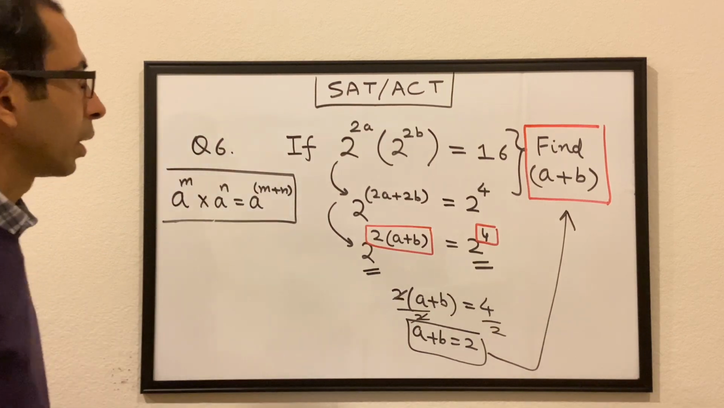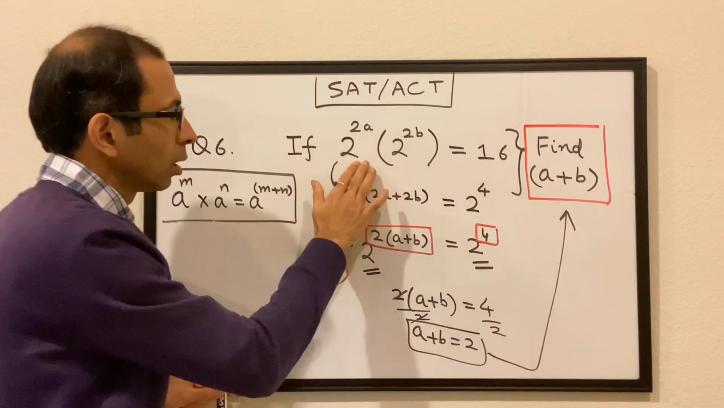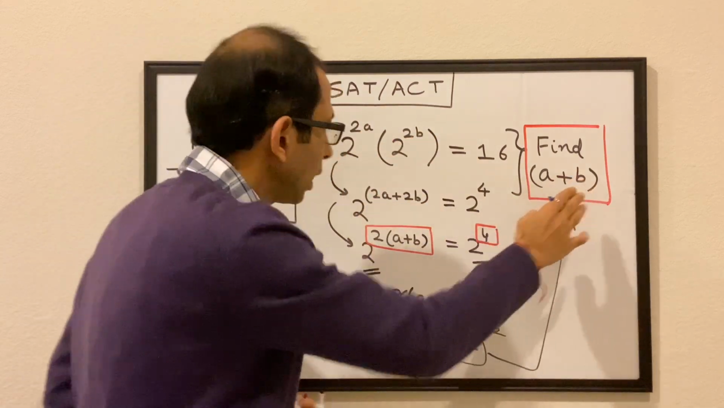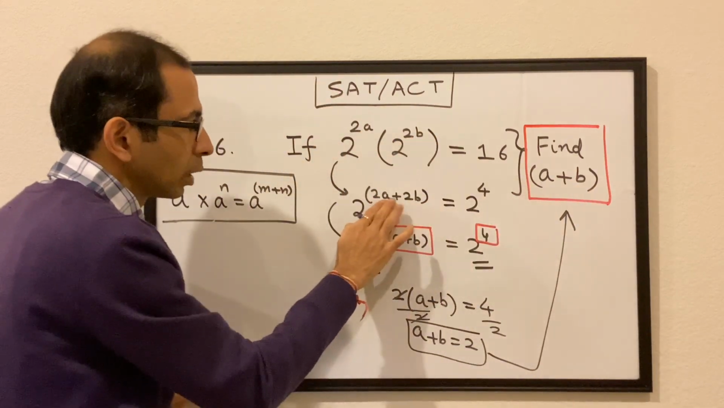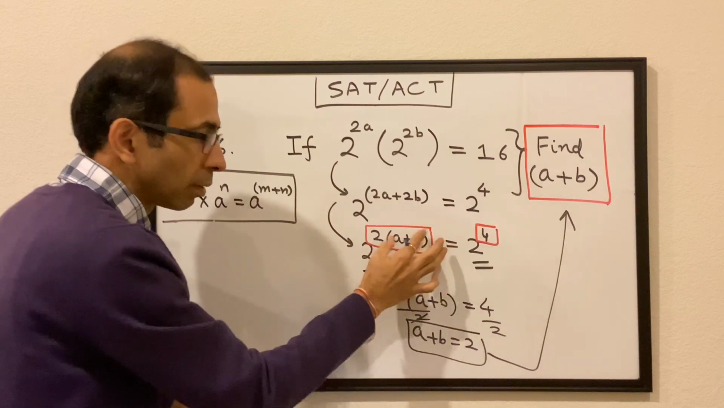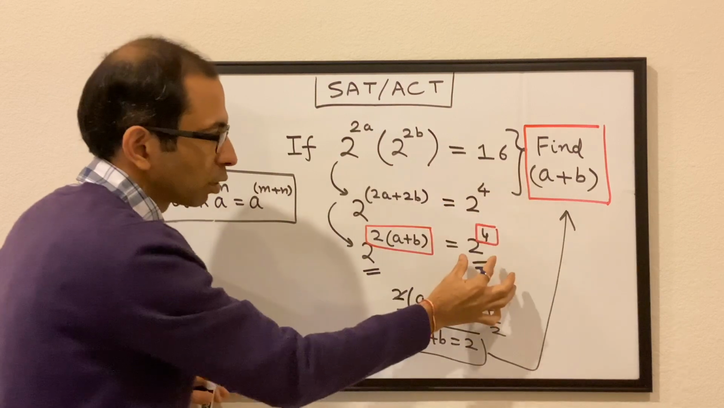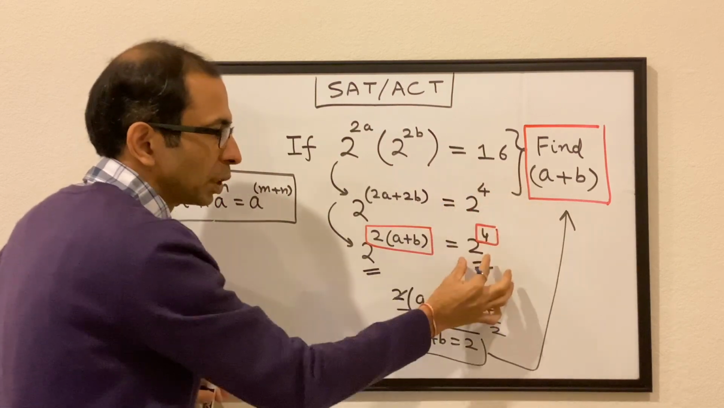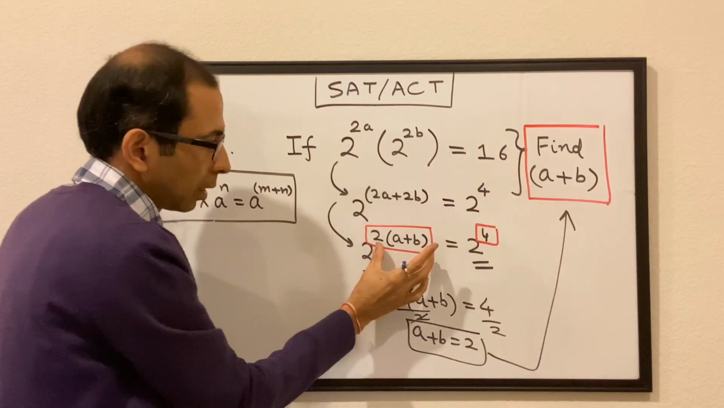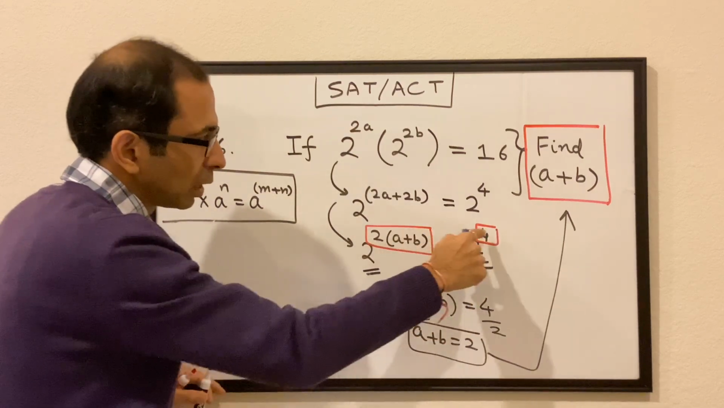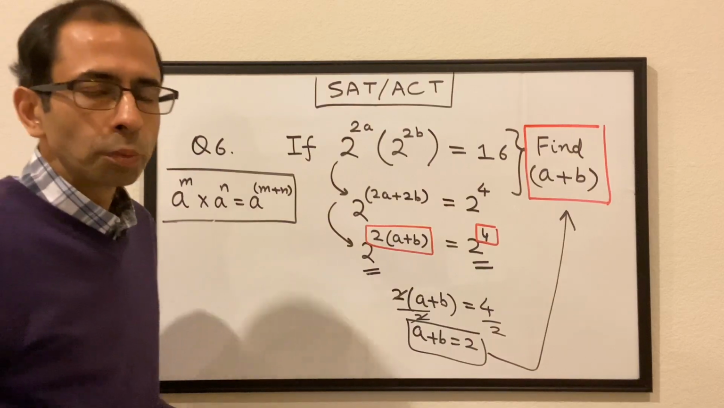Just to quickly reiterate, when we saw this question, the bases were the same, so we added the powers. We are interested in a plus b, so we can think about taking 2 common, because that gives us this thing which we are looking for. The base is 2 here, so we reduce the right side also in terms of base 2. It came out to be 2 to the power of 4 in this case. These powers have to be the same because the bases are the same. So twice of a plus b is equal to 4, a plus b equal to 2.